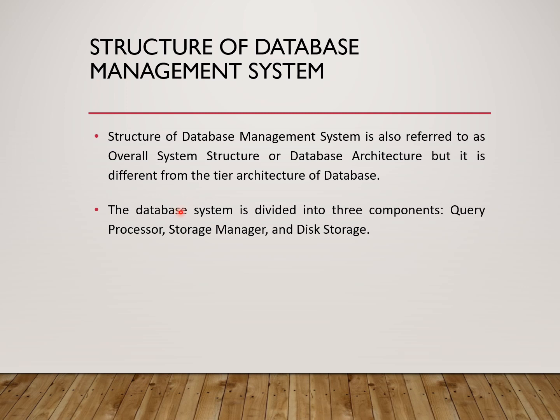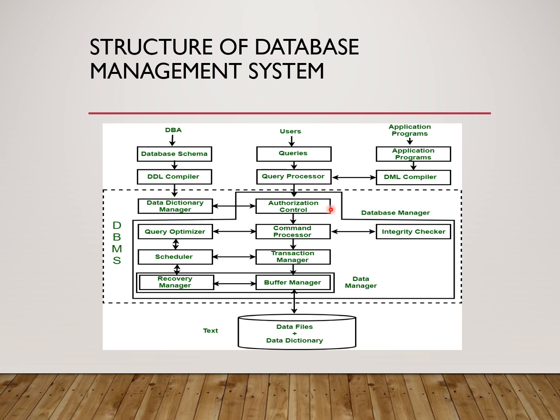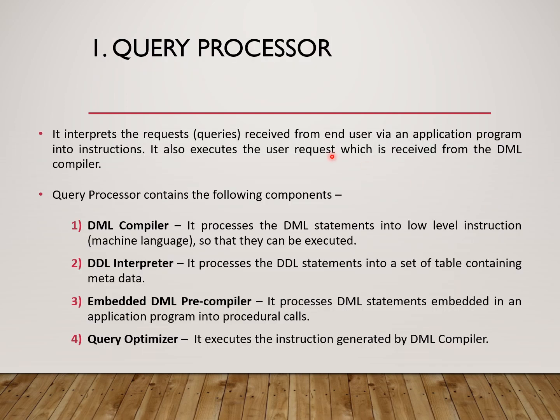In this, there are three main components, that is query processor, storage manager, and disk storage. Okay, so this is the structure of DBMS, or we can say database architecture. In this, there are different users like DBA users and application programs, and all have different components by which the DBMS will work. Okay, so what is the query processor?